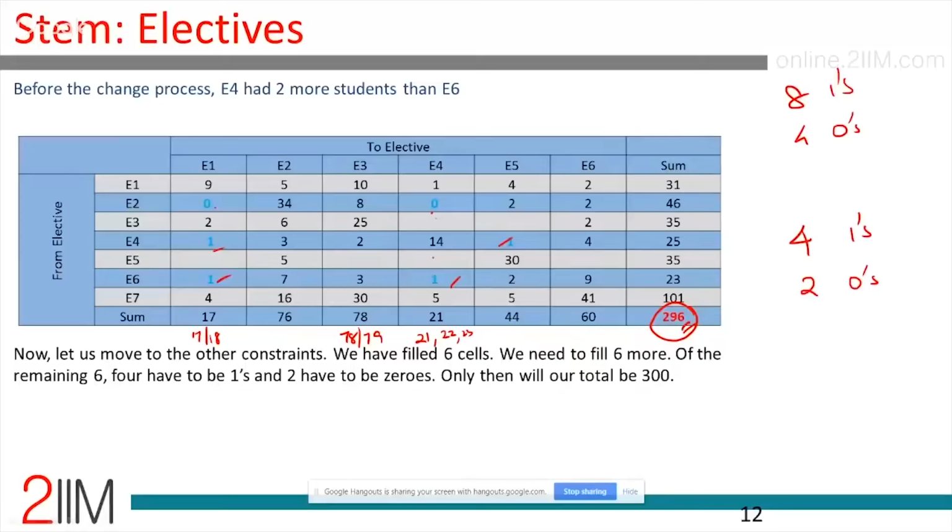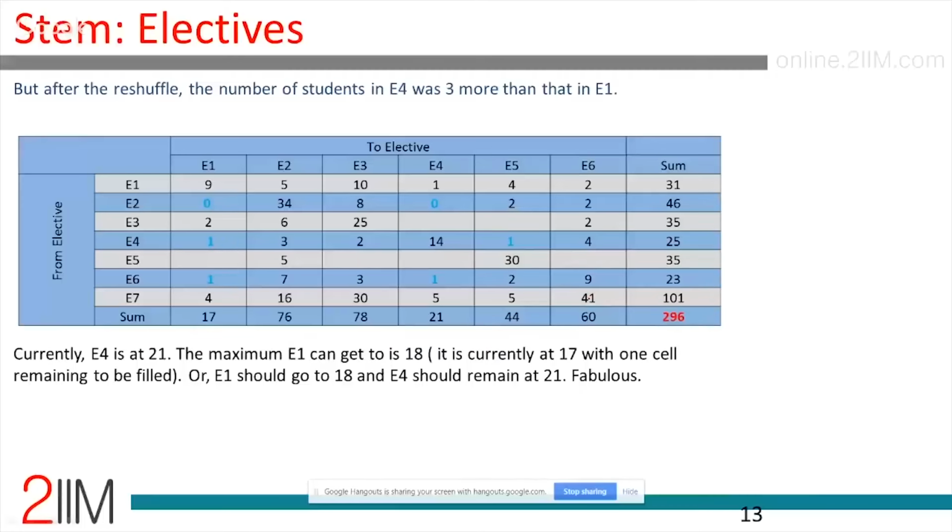37, 39, 44. 44. Let me do the total again. 37, 38, 40, 44. 44 totally. Total could be 44 or 45. And so we've got a sense of what these numbers could be because we've filled half the remaining cells. Now let's go to the other constraints.